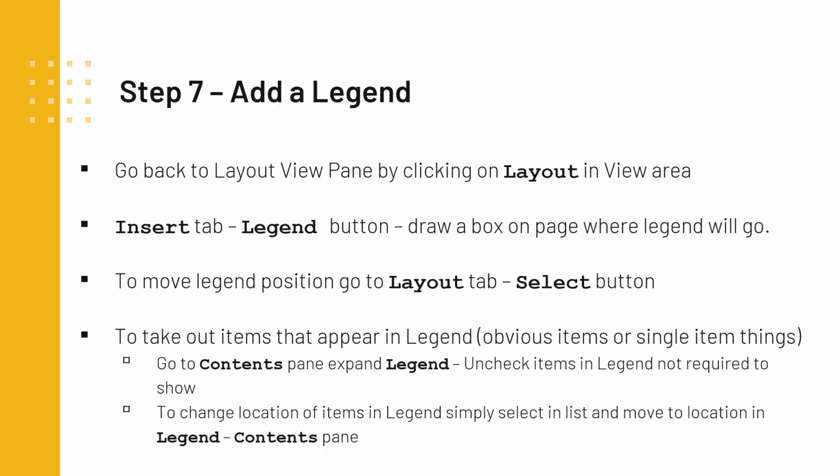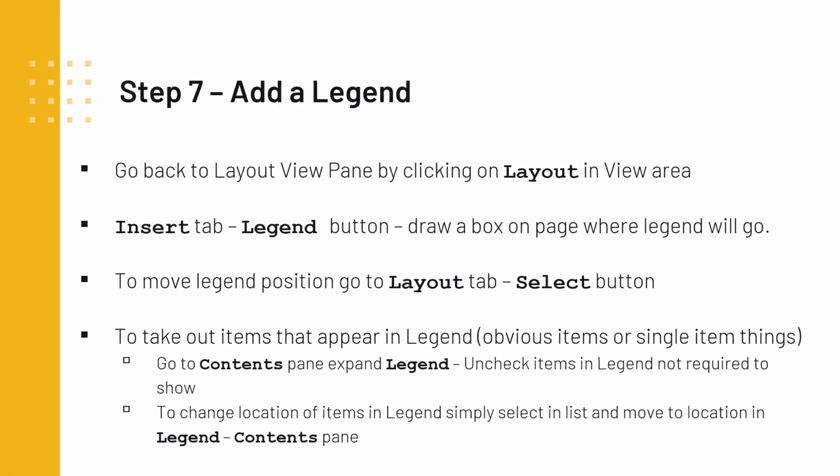Now we're ready to add our legend. So we want to make sure we're on the layout pane by clicking the layout in the view area. Then go to the Insert tab, the Legend button, and draw a box on the page where you'd like the legend to go. To move the legend position, go to the Layout tab and choose the Select button and move it around.